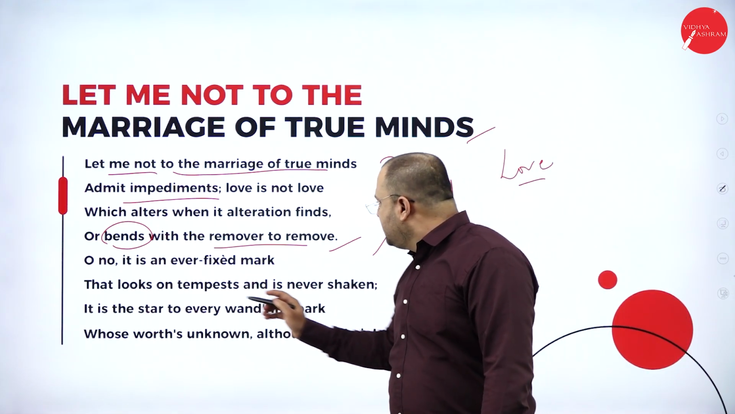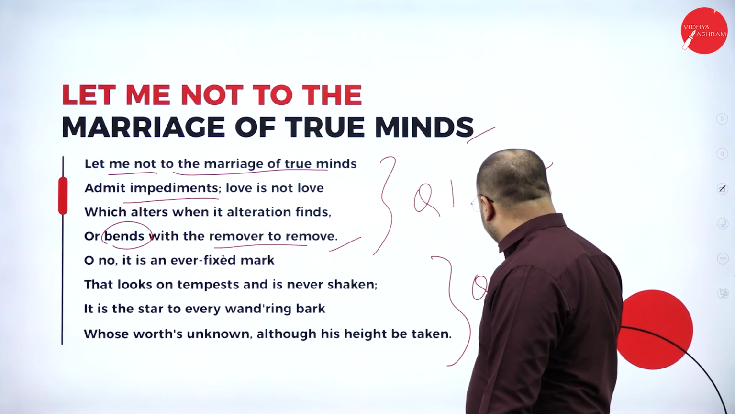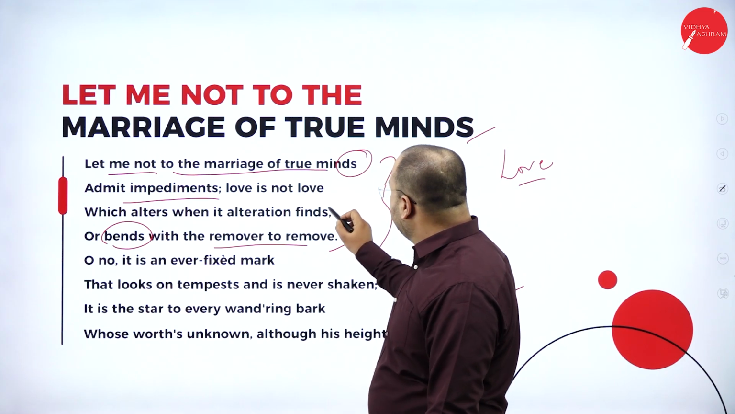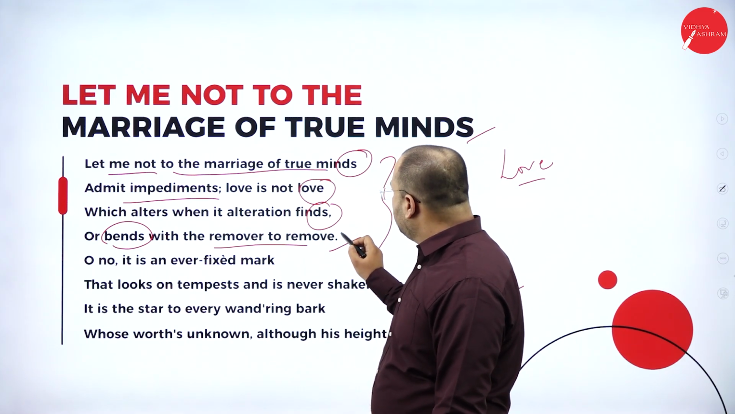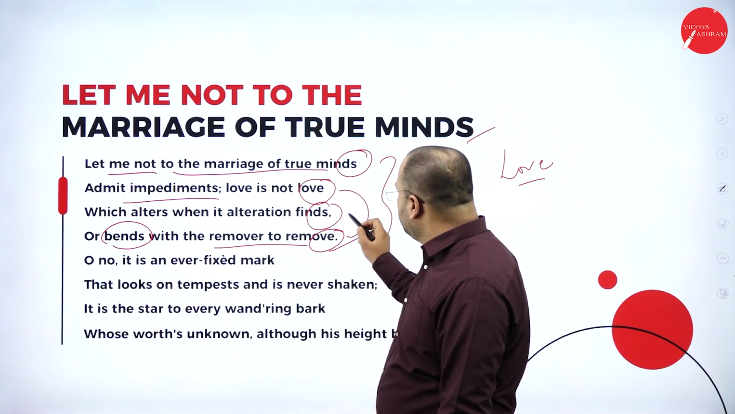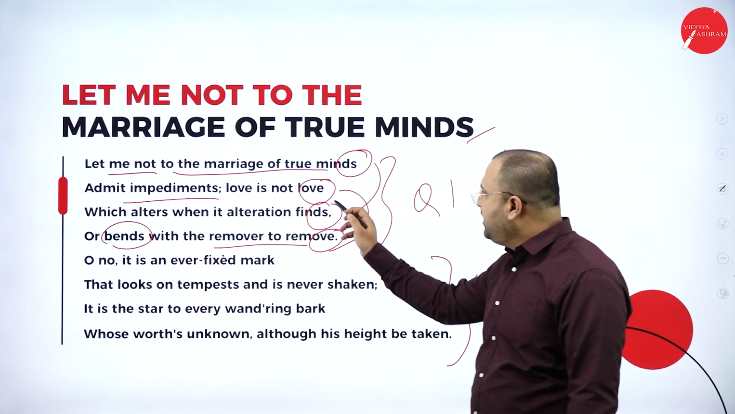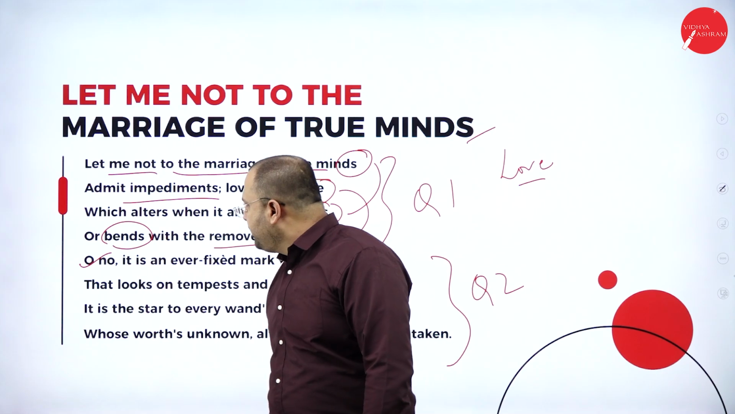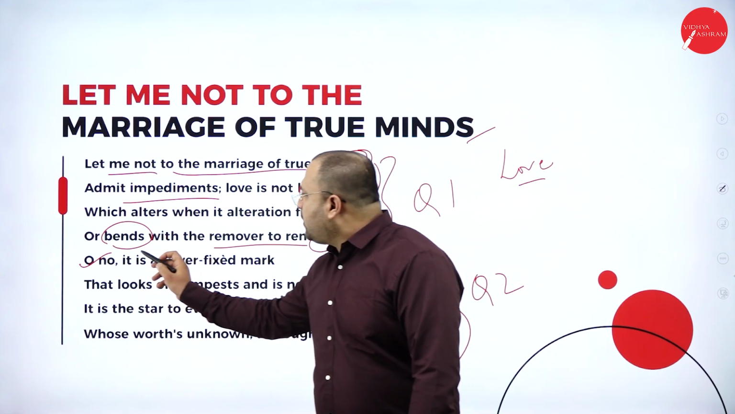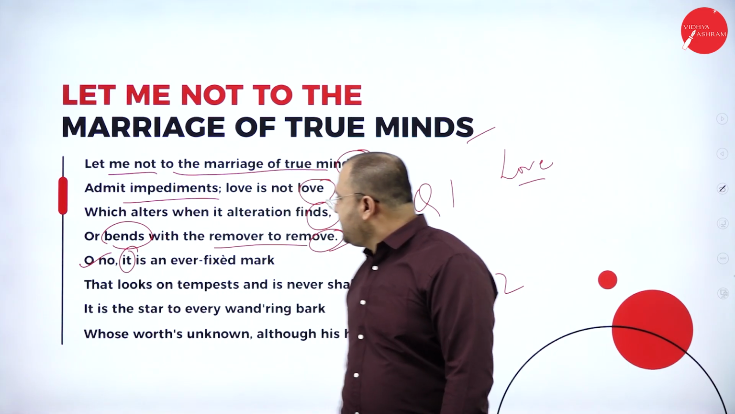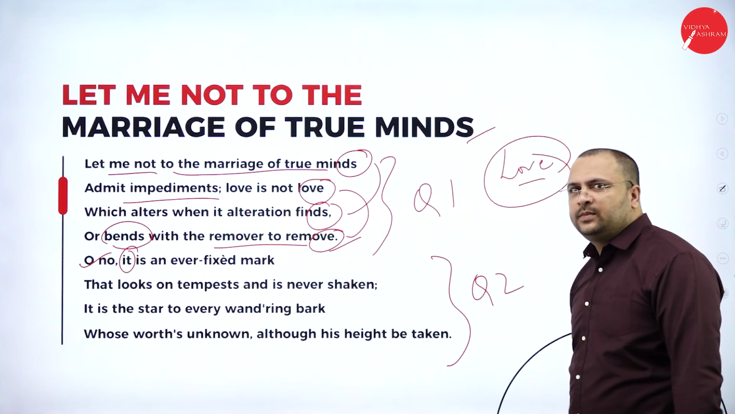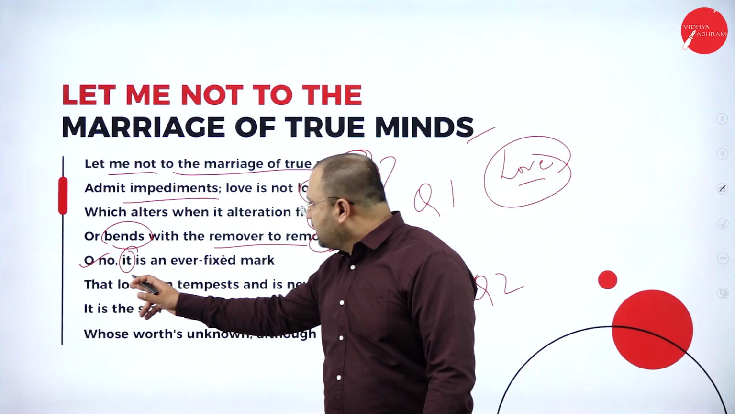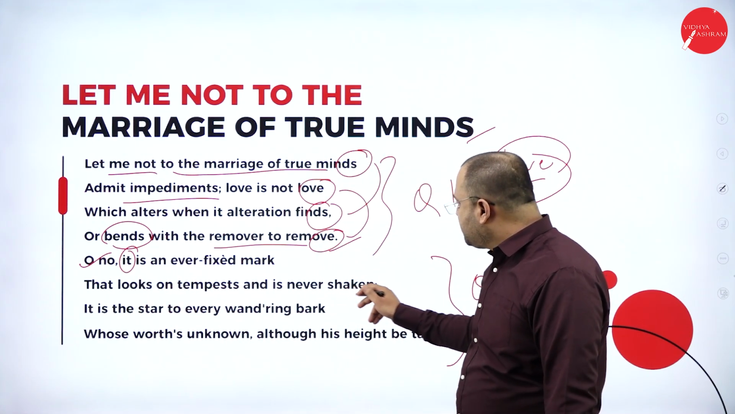Now coming to the second quatrain, quatrain 2, next 4 lines. I hope you observed this: minds, finds, love, remove. So they are rhyming with each other. AB, AB. Coming to the second quatrain, he talks about, oh no, it's an ever fixed mark. What is it? Now this it is love. So he's talking about love. Oh no, love is an ever fixed mark that looks on tempests and is never shaken.